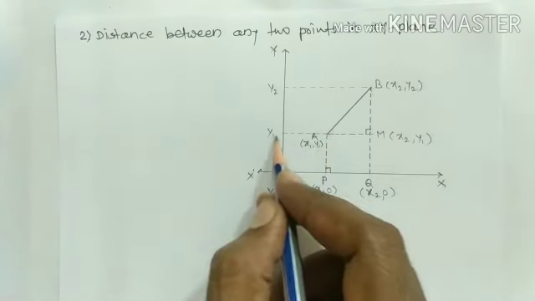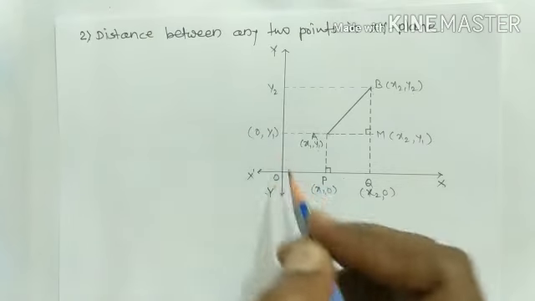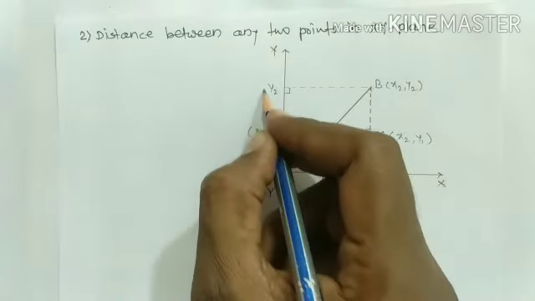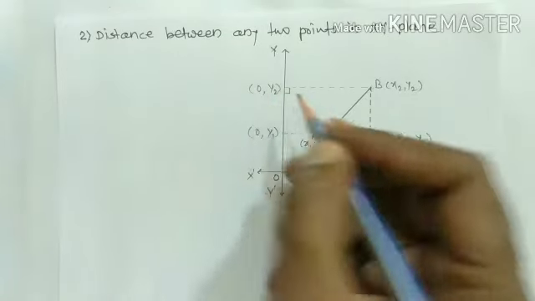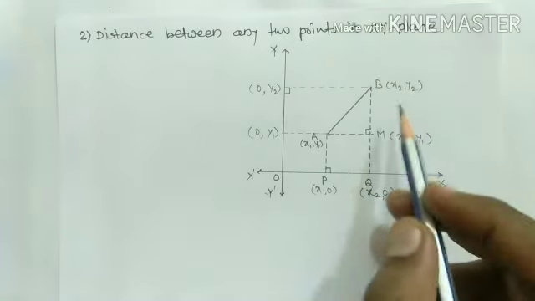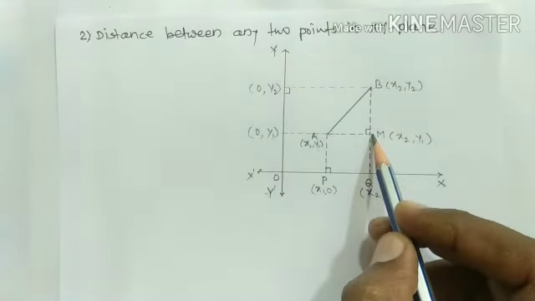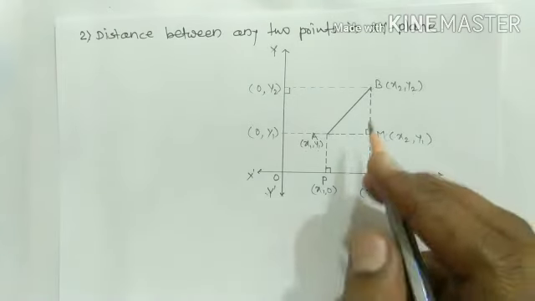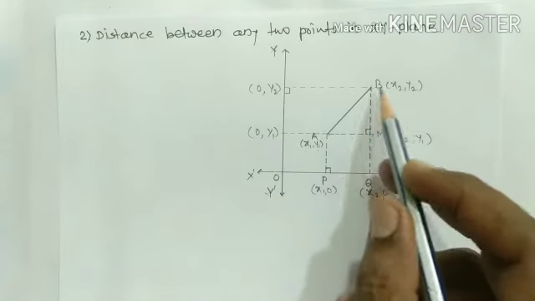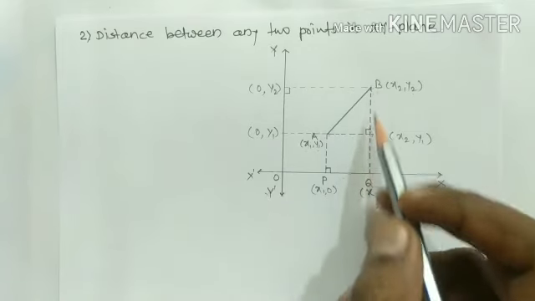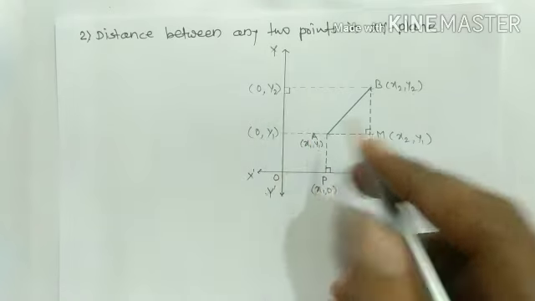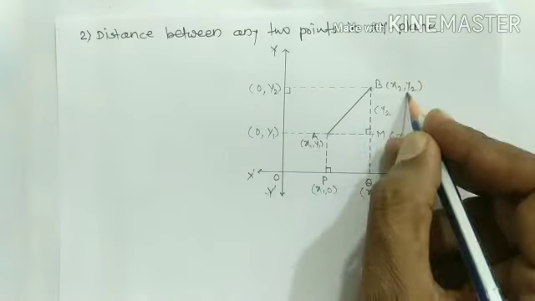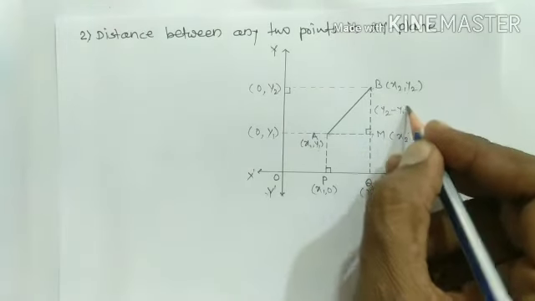Here the coordinate of this point is 0, y1, and the perpendicular drawn from the point B to the y-axis, the coordinate of this point is 0, y2. Here now this segment BM is parallel to the y-axis, and we know that the distance between the 2 points when the segment joining these 2 points is parallel to the y-axis is equal to the difference between their y coordinates, that is y2 minus y1.